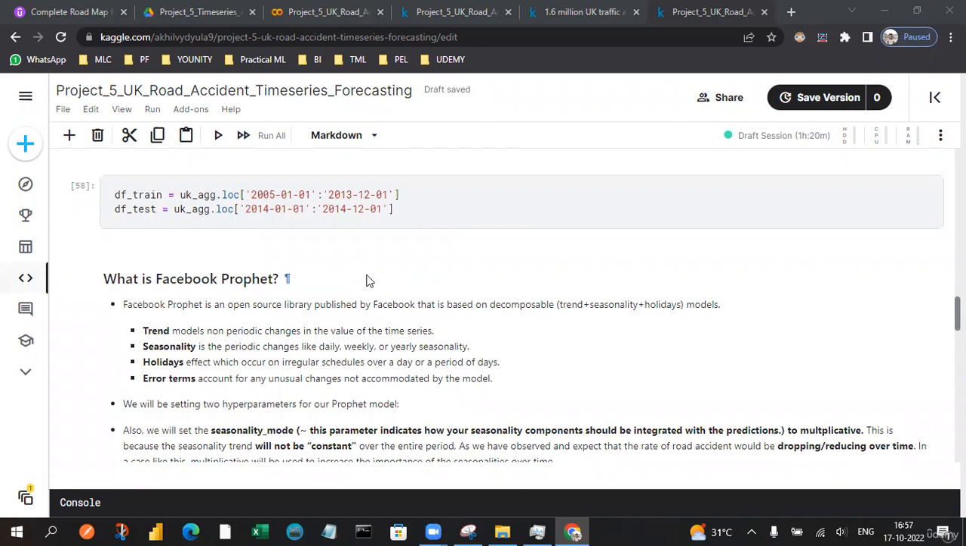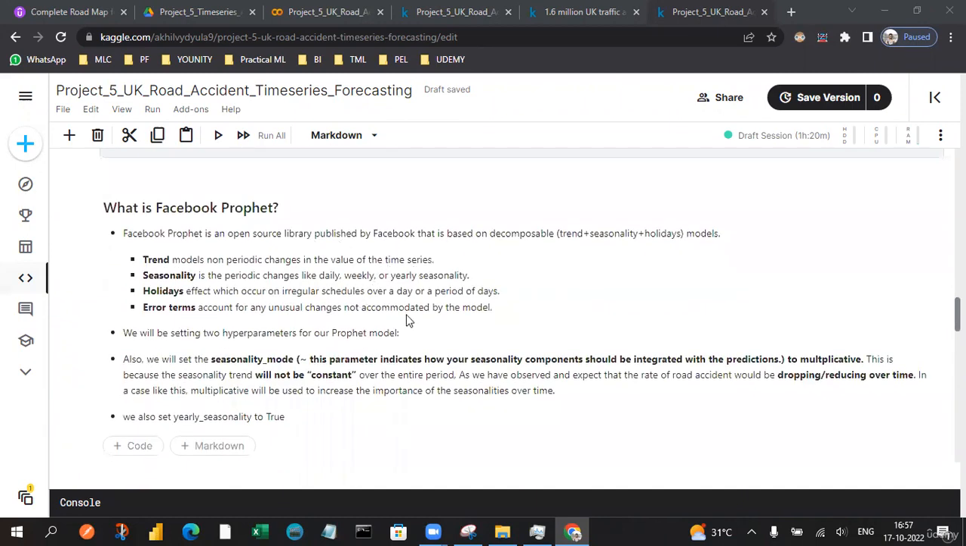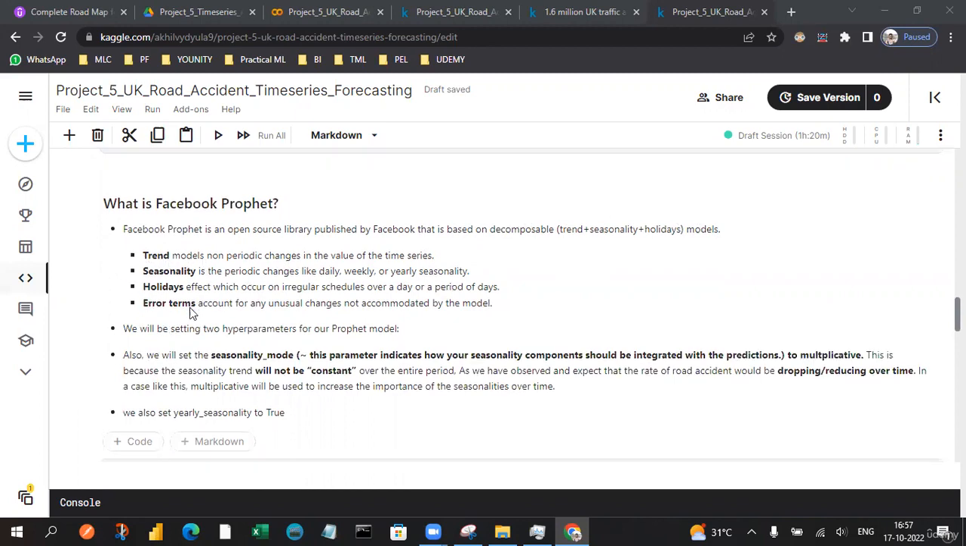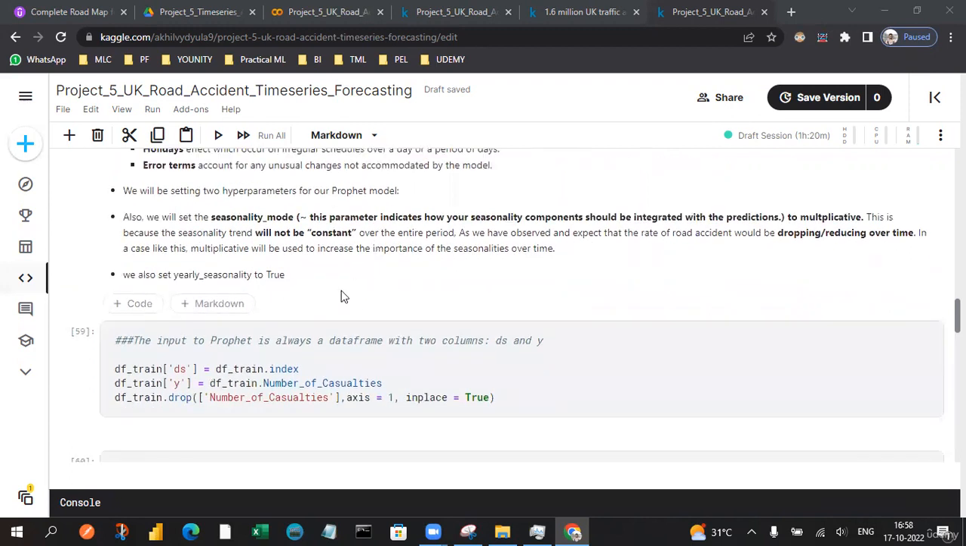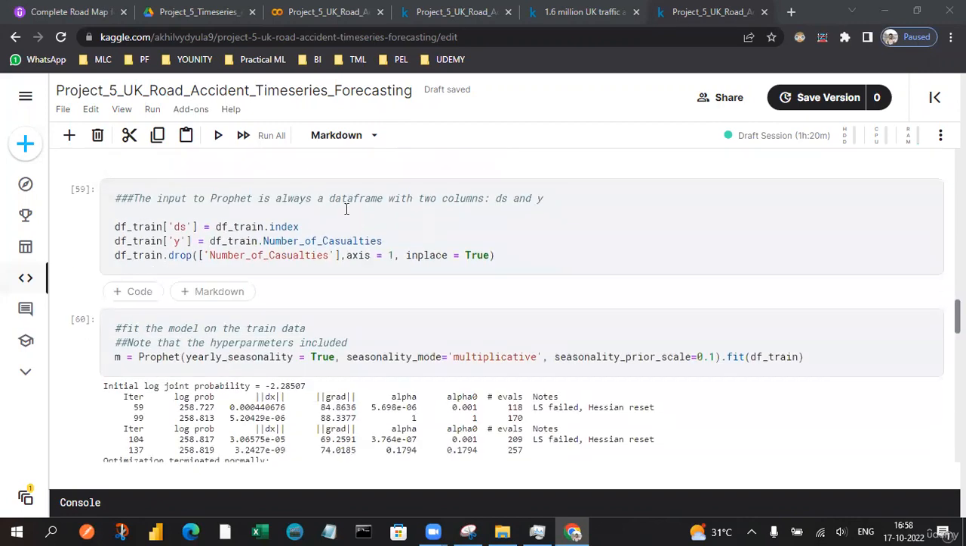For those of you who don't know about FB Prophet, it is one of the open source libraries from Facebook, which is based on the decomposition of trend and seasonality along with holiday models. So these trend, seasonality, holidays, and error terms are combined together, and we are going to get good results, and for the forecasting, the multiplicative mode needs to be applied.